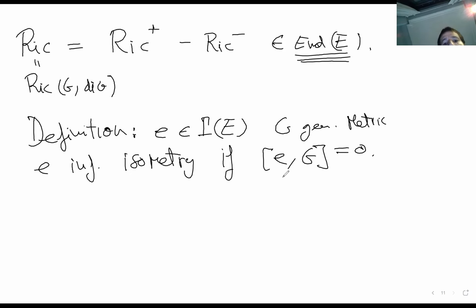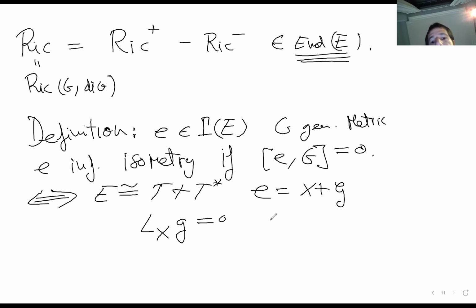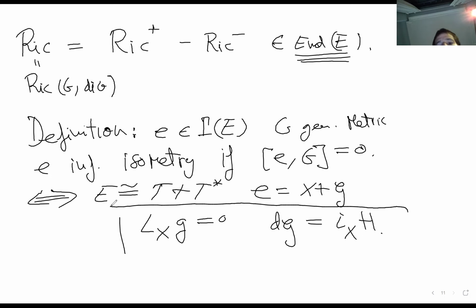Okay. So let me write this explicitly. What is the meaning of this thing? Well, this happens if and only if I take the isomorphism of E with tangent plus cotangent, so that my E is of the form X plus xi. Then what I need to have is a usual isometry for the metric. So the vector field part is an isometry. And furthermore, d of xi equals i_X H. So this is the meaning of having an infinitesimal isometry in the general sense.